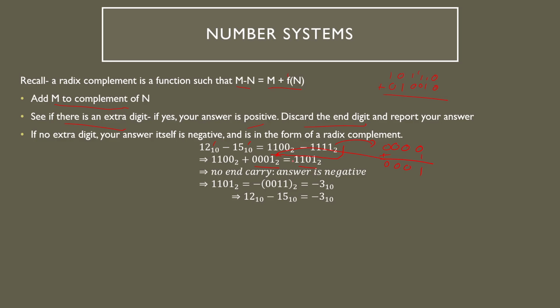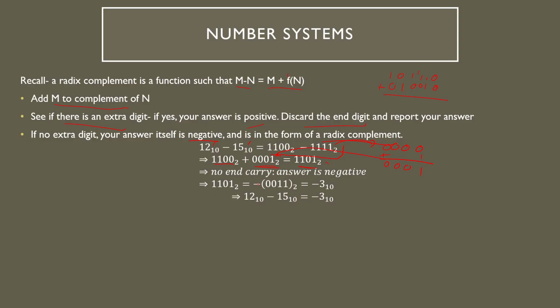Here's something important. How do you know whether this number itself is a negative result or a positive result? Simple. You check if there was an extra digit when you added these. So I start off with 4 digits here, and 4 digits here. The bigger number of digits, that's what you consider. Here they're both the same number of digits, both 4, but the answer is also 4 digits. So your answer itself is actually negative and is in the form of a radix complement. So the answer is negative.